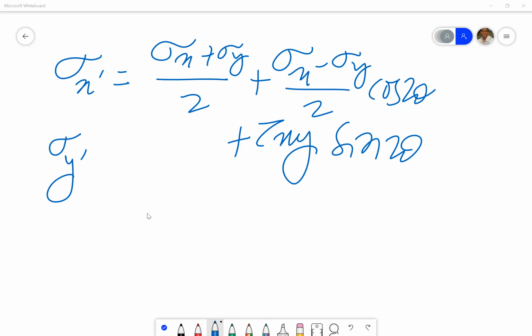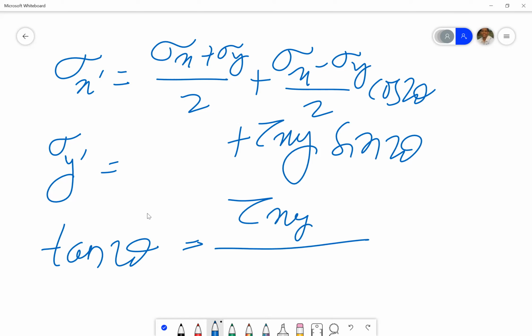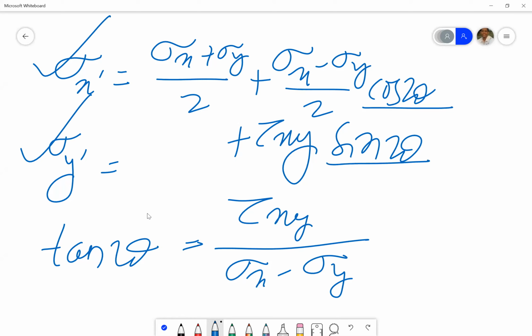Similarly, there is an equation for sigma y dash also. And we are calculating tan 2 theta, which we derived last class, as tau xy by sigma x minus sigma y. These are the stresses developed in the oblique plane, at any point on the plate. In both cases there are two terms, cos 2 theta and sin 2 theta. If you put in the values of cos 2 theta and sin 2 theta, then we can find the principal stress.